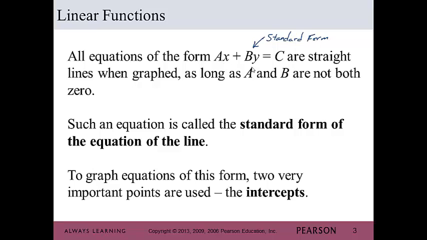Whenever you graph ax plus by equals c, you'll end up with a line as long as a and b are both not 0 at the same time. The way to graph the standard form is to use the intercepts. You have an x-intercept and you have a y-intercept.